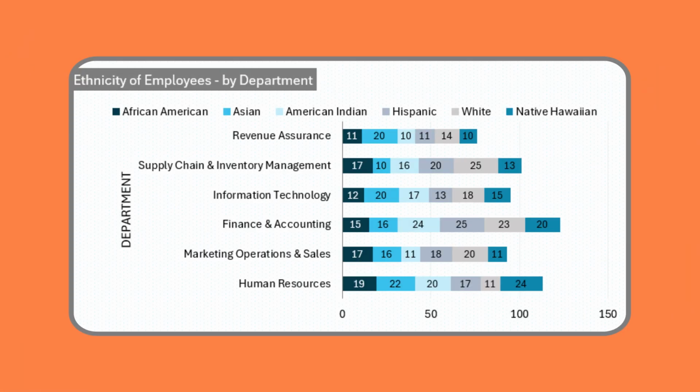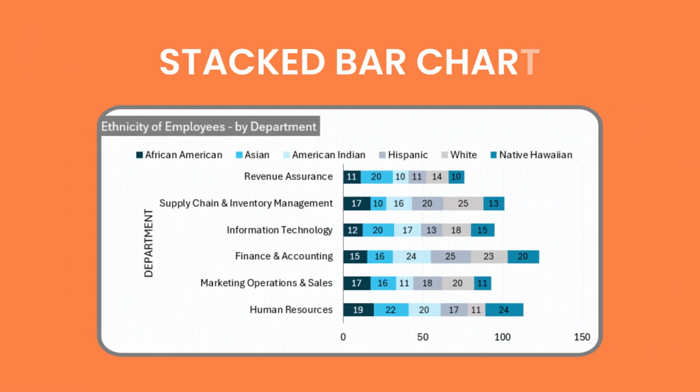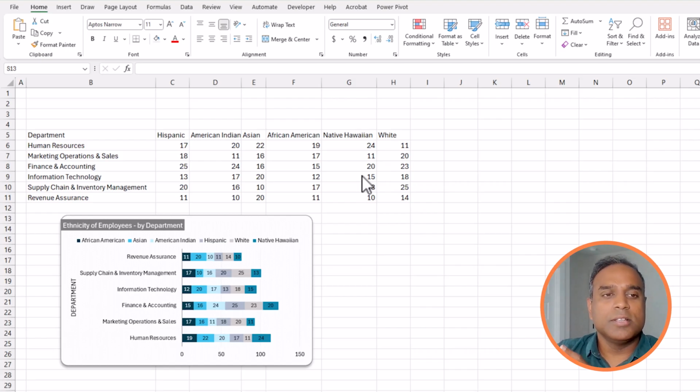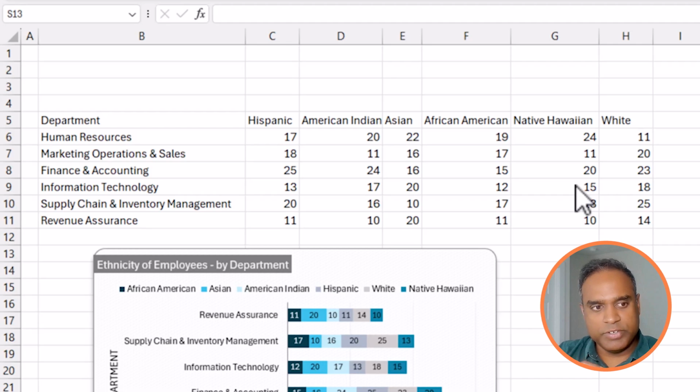In today's video, we'll be building a stacked bar chart in Microsoft Excel. We've built the stacked column chart before. This one is a horizontal version of it. And this is recommended wherever you have category names which are longer.